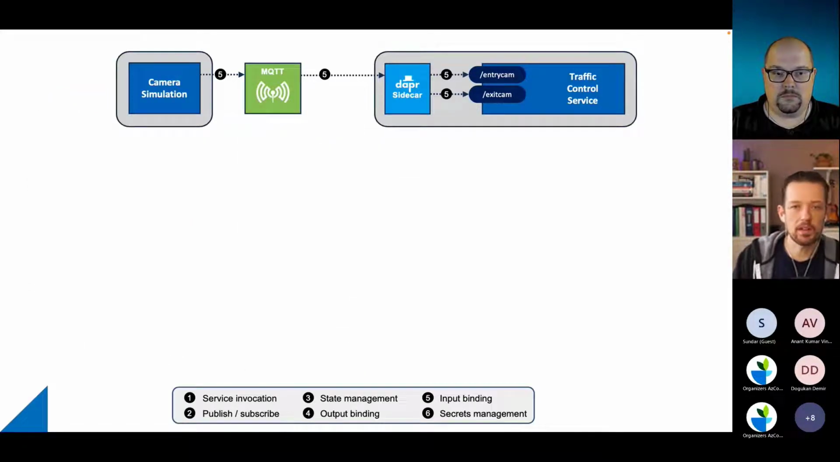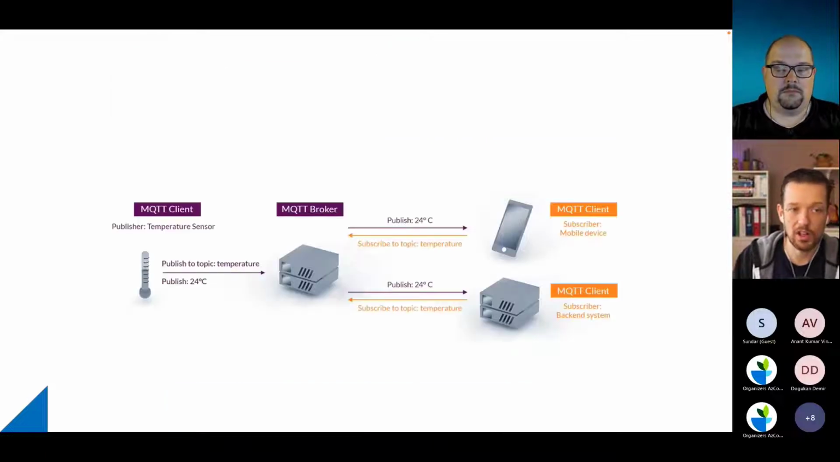So up to this point, the camera simulation that we use has just used plain HTTP requests to call the traffic control service. And what we want to do in this next demo is to make sure that the traffic control service also accepts incoming traffic over MQTT. MQTT is an OASIS standard messaging protocol. It's really lightweight. It's also used a lot in IoT scenarios, so that's a pretty good fit for our traffic control cameras. And this is a basic diagram of what MQTT pub/sub architecture looks like.